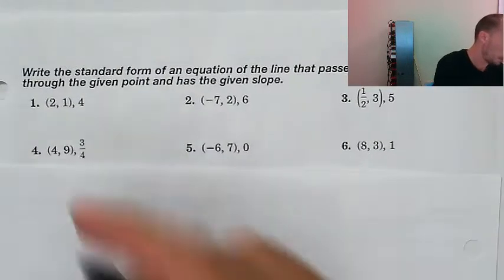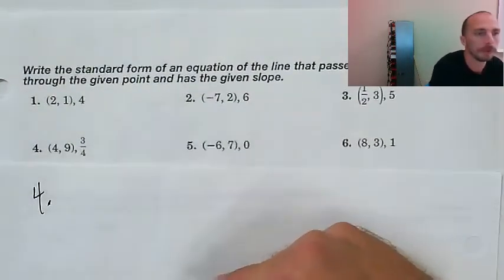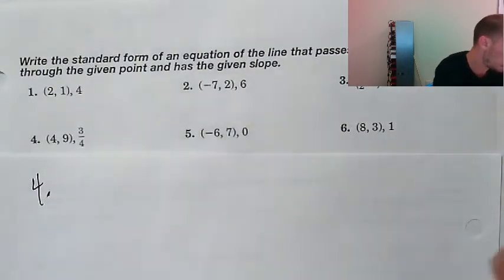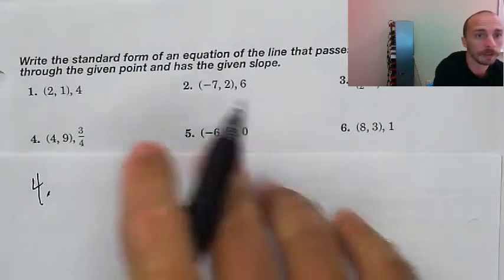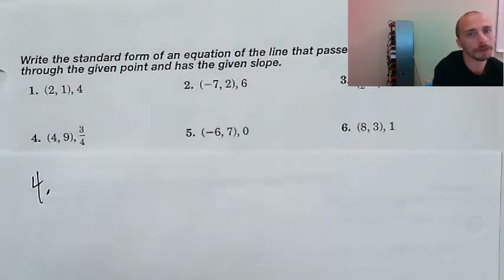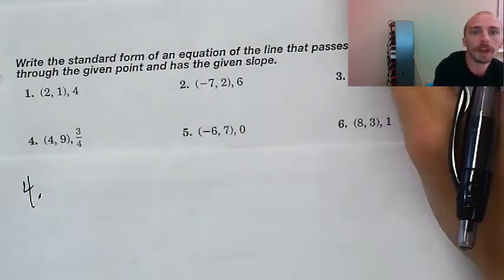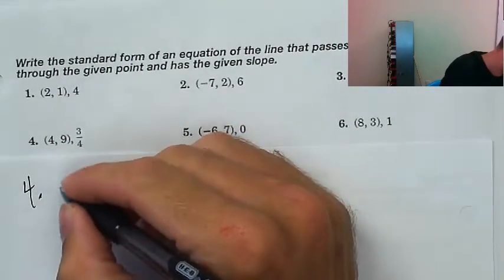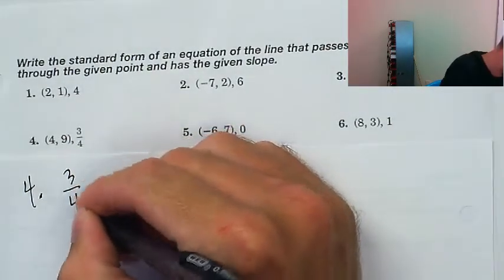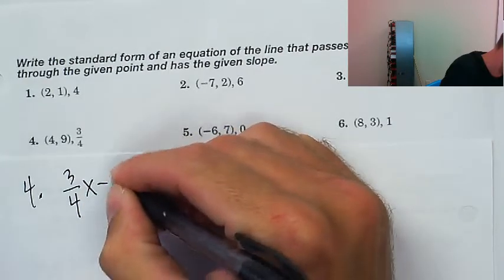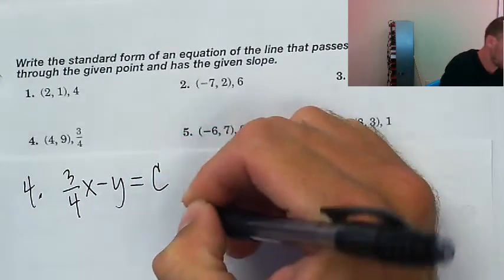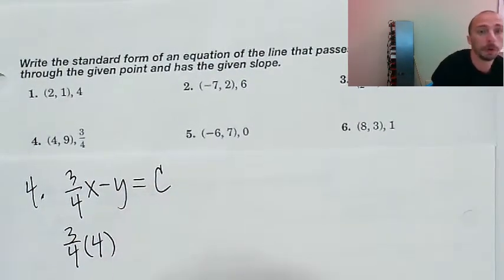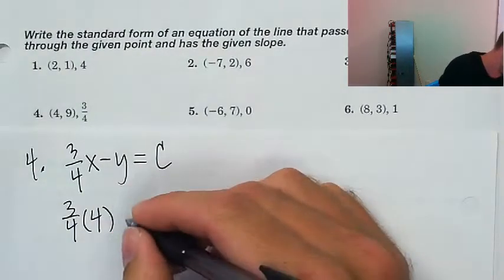Number 4. Point is 4 and 9, and the slope is 3/4. Okay, I'm going to start with the same kind of skeleton, the same way I've done the past couple, and then we'll just, like the last one, multiply by whatever denominator we have at the end to get it where they're all integers. All right, number 4. AX, so A is going to be the slope, minus 1y equals C. And then 3/4 of x is 4. Oh, it rewarded us for doing this. Okay, so that must have been the intended method.